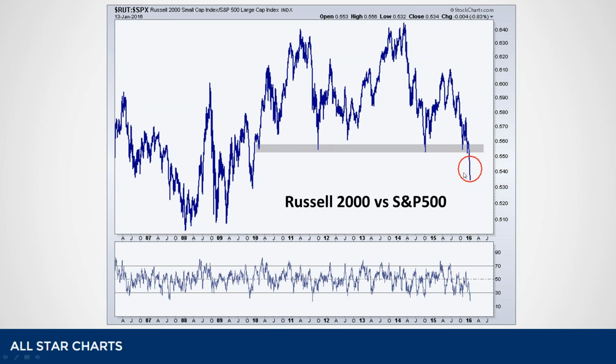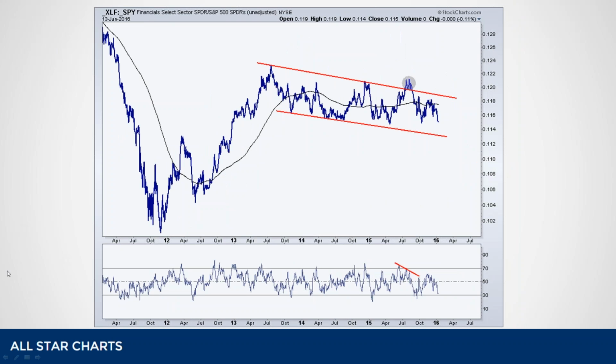And unless we get a swift recovery, which I think is an extremely low probability outcome, this ratio is going to continue to go lower, and it's going to drag the stock market as a group lower too. Another one that's a problem. These are financials relative to the S&P 500. We need to see leadership out of financials, guys, not financials dragging the market lower.